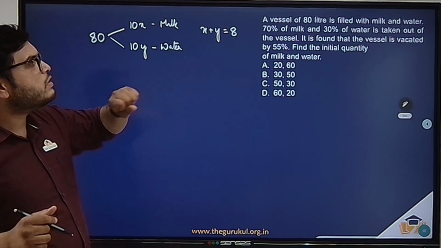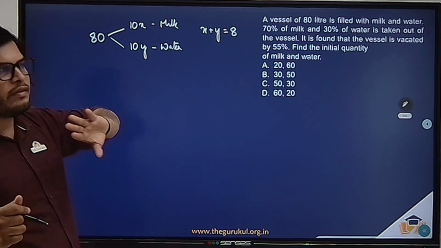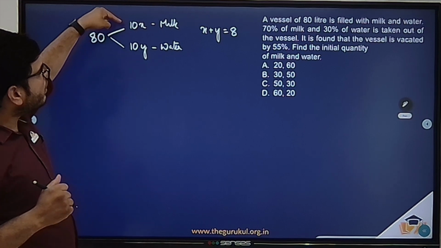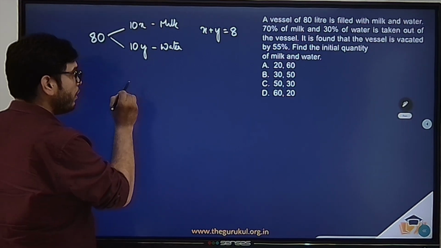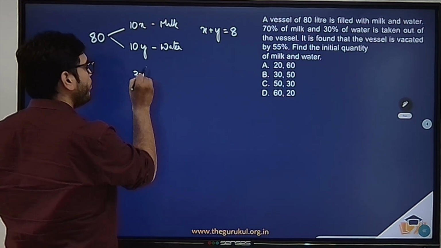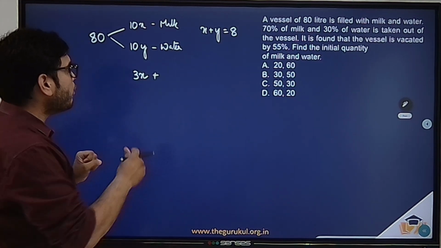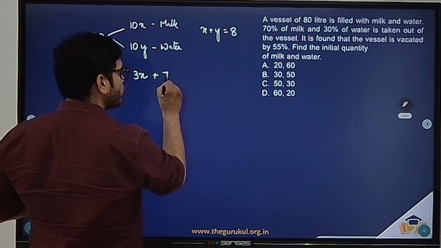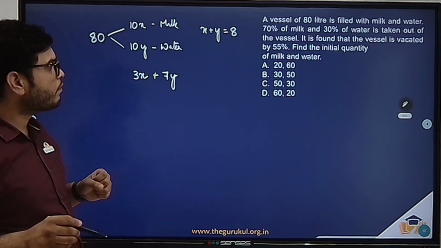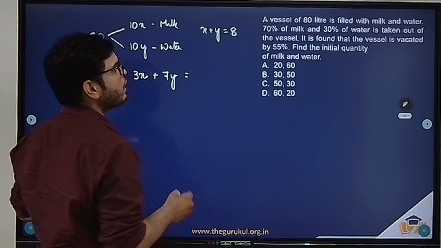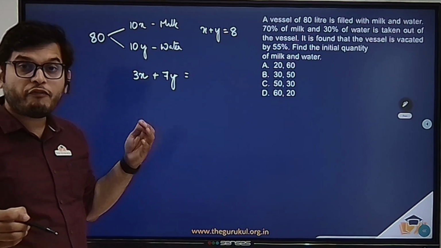Right? 70% of milk and 30% of water is taken out of the vessel. So after taking 70% of milk, you are left with 30% of milk, which would be 3x, plus 30% of the water is taken out, 30% of 10y is taken out, so you are left with 7y. And it is found that the vessel is vacated by 55%.